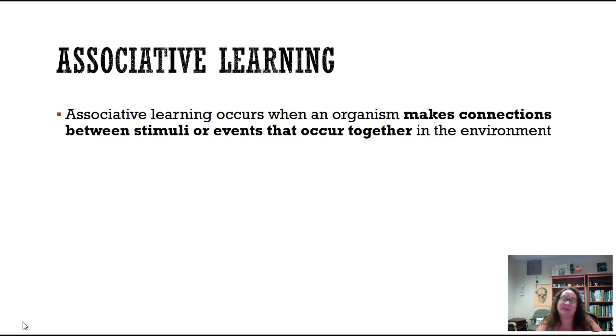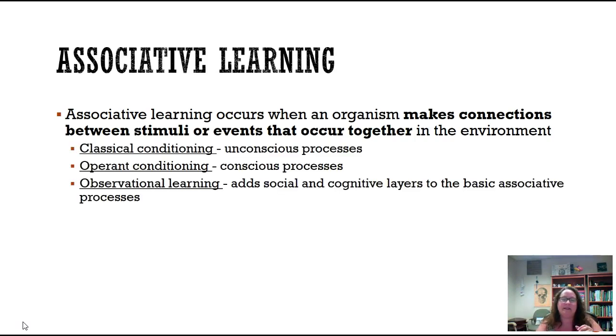Associative learning is what we're going to spend our time talking about, and this occurs when we make connections between some kind of stimuli, some kind of event, and another one, both when they occur in the environment. With classical conditioning, we're talking about events or stimuli that are unconscious. With operant conditioning, we're talking about conscious processes. And with observational learning, it's more of watching and learning from others. So we'll break these three apart. That's what the whole lecture really is about, getting an understanding of the classical, then operant, and then social learning theories.